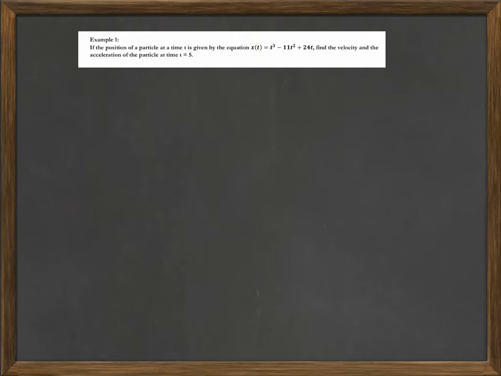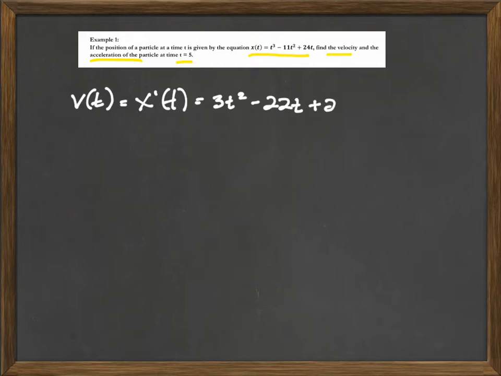So this example has a position function, and they want you to find the velocity and acceleration at t equals 5. So let's spend some time making sure we really write out what the person needs to see. We want the velocity and acceleration at t equals 5, and we're going to start with velocity. We'd say v of t, and say what it is, x prime of t, and that's equal to, and then go ahead and just go for it, 3t squared minus 22t plus 24.